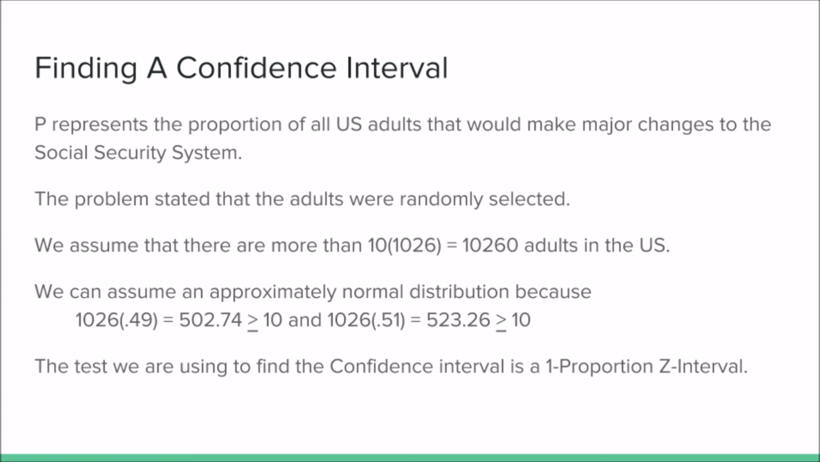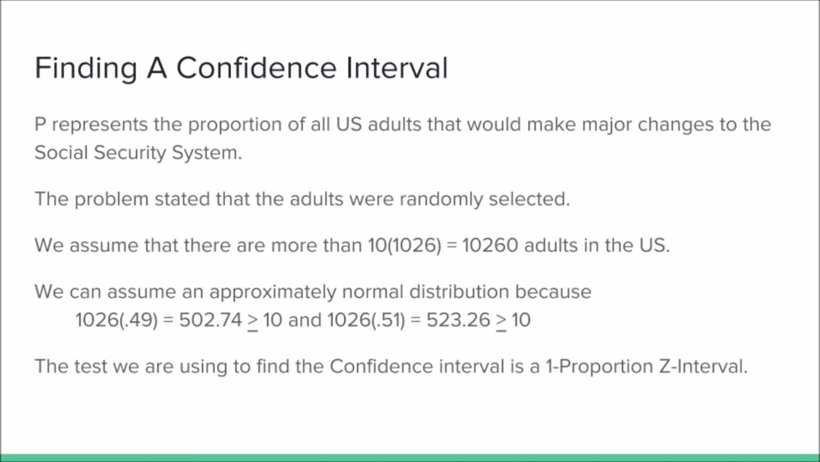Secondly, we must make our assumptions on randomness, and if the sample is big enough and small enough. The problem already states that the adults were randomly selected from the population, so we don't have to worry about that part. We must assume that there are more than 10 times 1,026 adults, which is 10,260, in the United States. We also must assume that the distribution is approximately normal because both the formula n times p and the formula n times q are greater than 10 in this situation.